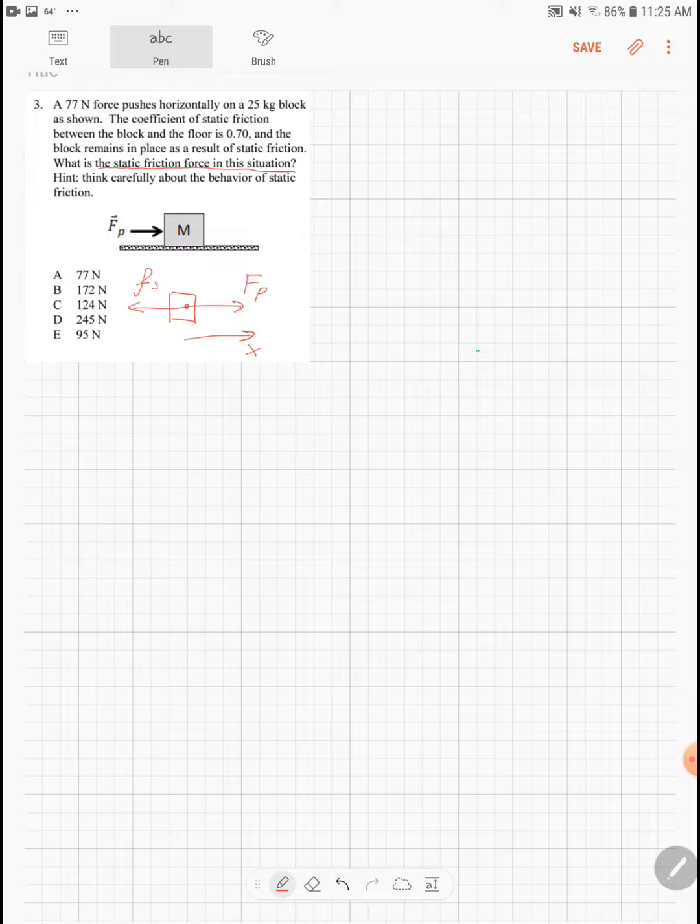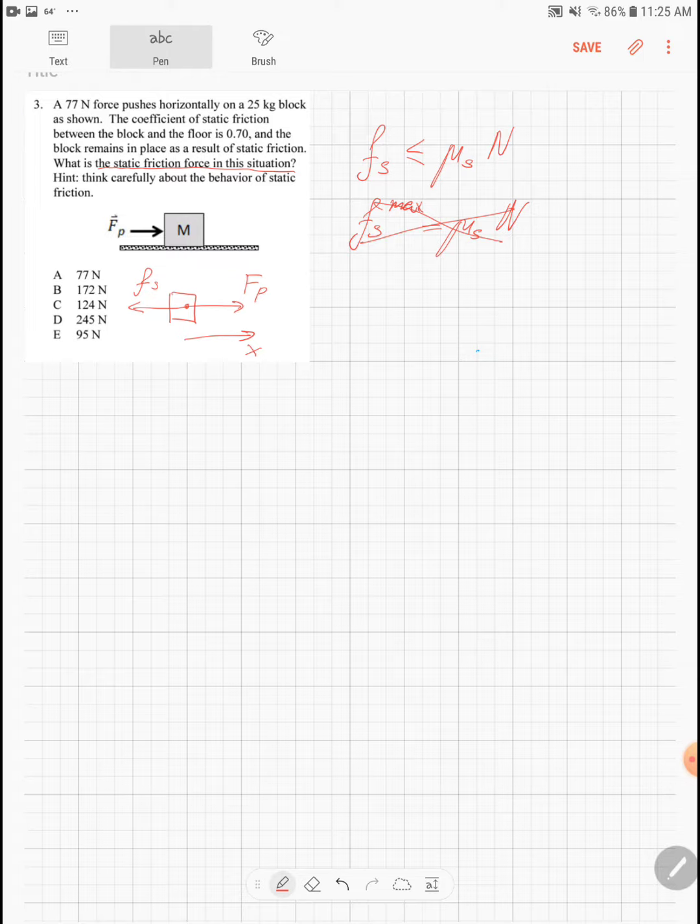Remember that for the static friction force, we have the following equation, which is not very helpful in this situation: that the static friction force is less than or equal to the coefficient of static friction times the normal force. But the static friction force can be less than this number, all right? So the maximum value of this friction force would be mu s times N, but this is not what we need to find. We need to find the static friction force.